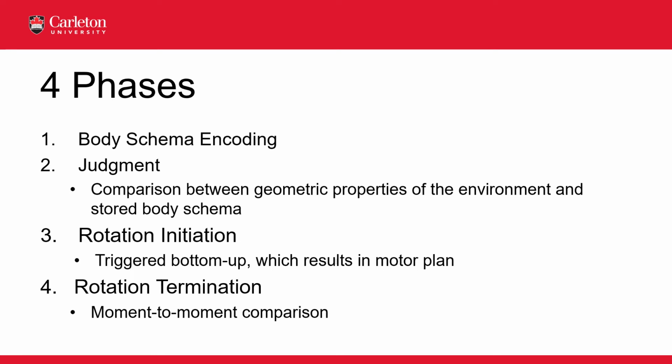Then there needs to be a judgment phase of some kind where you compare your stored body schema with the geometric properties of the aperture. Then, when the agent is walking towards the aperture that it has judged to be passable, there needs to be something, a plan, or in this case, a bottom-up trigger that initiates rotation. And then finally, something needs to terminate rotation, because when we walk through narrow apertures, we don't always necessarily rotate our shoulders maximally. So I had to develop a model that addresses all these processes.